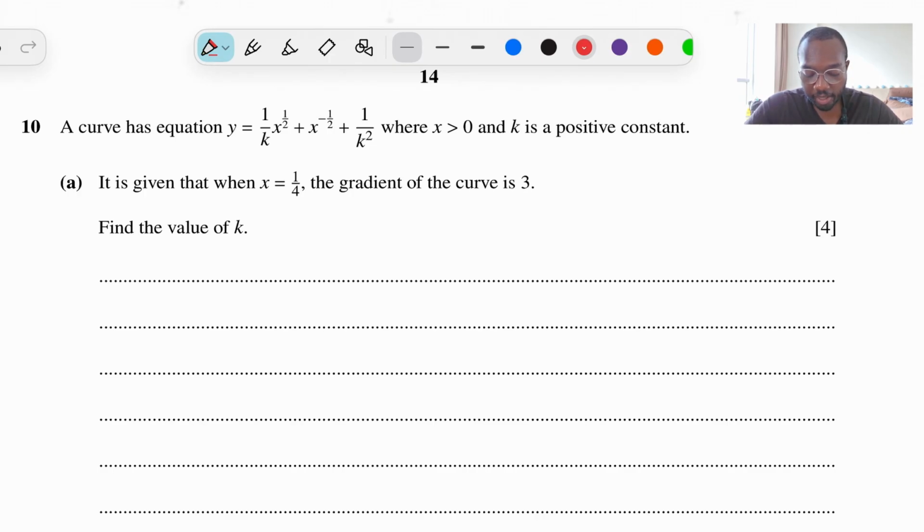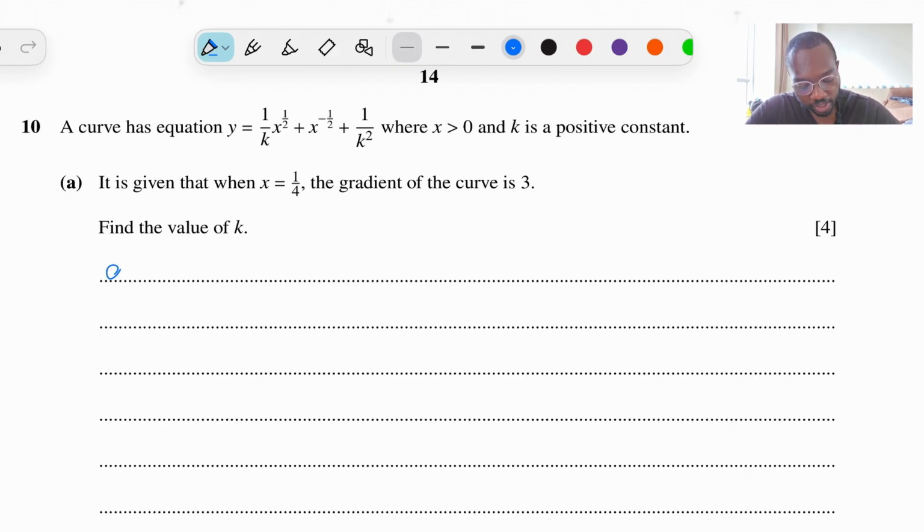Question 10 now, we have this curve with this equation here. And we got when k is a positive constant, x is greater than 0. It is given that when x is equal to 1/4, the gradient of the curve is 3. Find the value of k. It's a pretty nice question. We need to differentiate this. Once we differentiate it, then we can plug in our x as 1/4, and then our dy over dx would be 3. And then we can use that to work out our k value, where k is a positive constant. So let's just go about differentiating this.